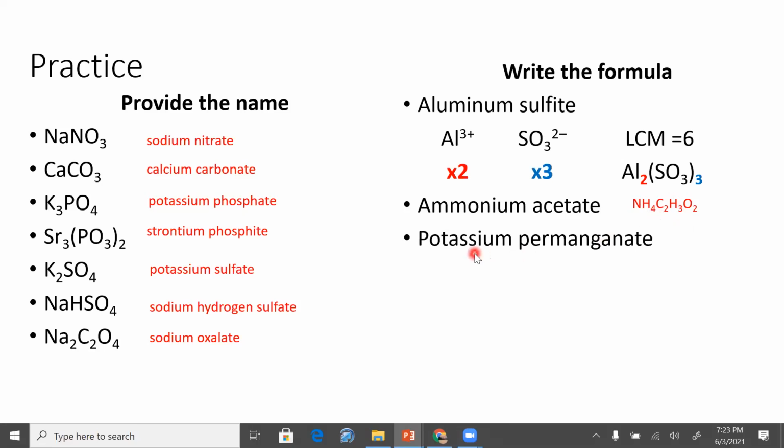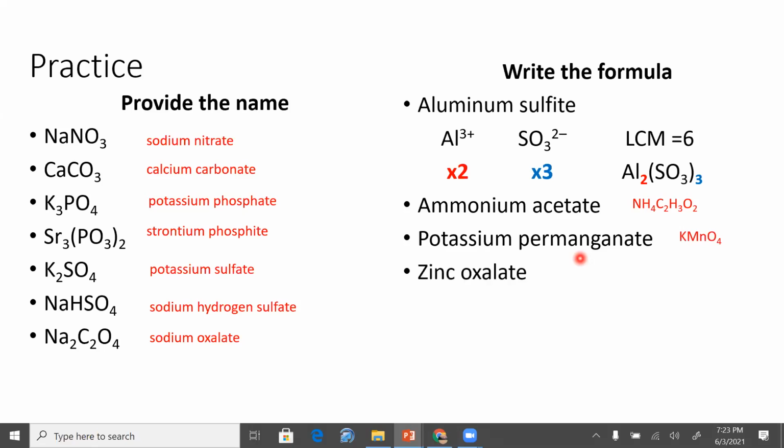Okay, let's say we have potassium permanganate. Potassium is a K with a +1. We find that off the periodic table. Permanganate's polyatomic. I'll tell you it's MnO4 with a -1 charge. So what would your formula be? So KMnO4.